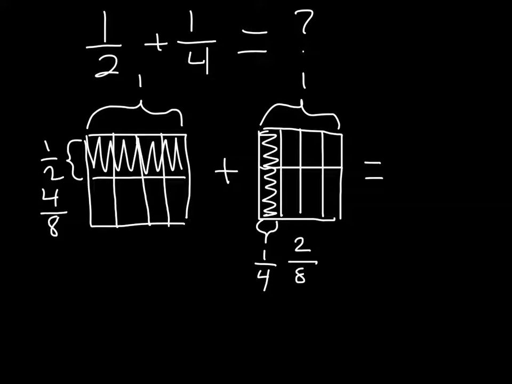Now that we have the same units in both of our models, we can add them together. 1, 2, 3, 4 plus 2 more is going to equal 6 eighths total. Those of you who are ready for this can go ahead and reduce this to simplest form. It is not in simplest form right now, but at this point I'm not worried about simplest form. If you can show me that you can change the denominators so they are the same, add them together, and get a fraction that names the total, I'm very happy.